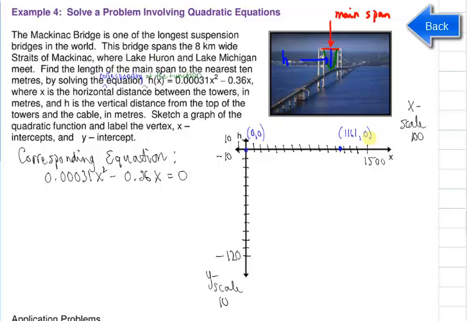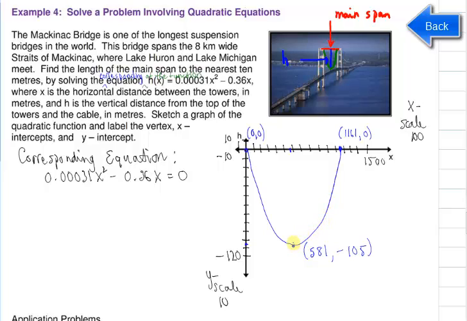Our vertex is at 581 for x. So 1, 2, 3, 4, 5, 81 around here. And our y-coordinate for our vertex is down at negative 105. So 1, 2, 3, 4, 5, 6, 7, 8, 9, 10. Here's 100. Minus 105 is here. So we can plot our vertex approximately here at 581 and negative 105. Okay, so we're going to draw our parabola in, and our parabola is a model of our cable.